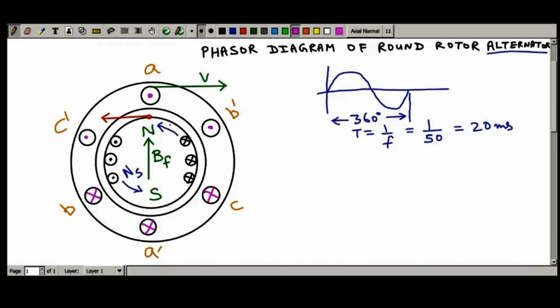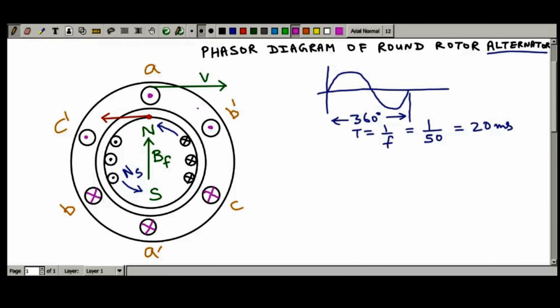But what we will do is take the combined MMF. Combined means the resultant MMF. Resultant MMF means what? It means the resultant of the MMF for coil AA dash, the MMF for coil BB dash and coil CC dash.